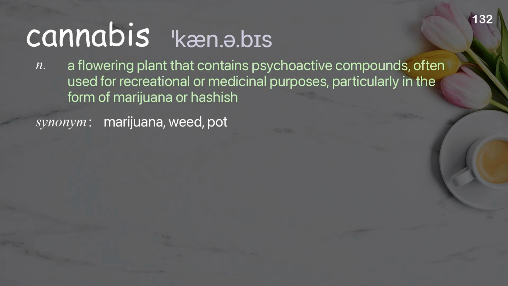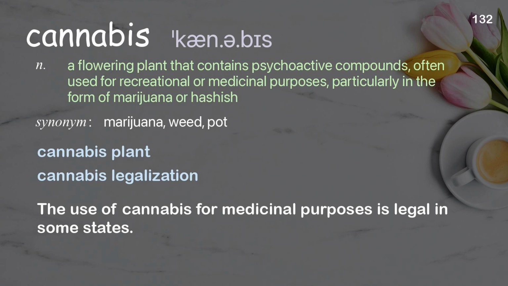Cannabis. A flowering plant that contains psychoactive compounds, often used for recreational or medicinal purposes, particularly in the form of marijuana or hashish. Examples: Cannabis plant, cannabis legalization. The use of cannabis for medicinal purposes is legal in some states.